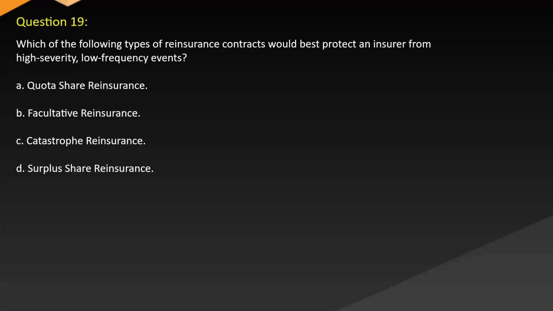Question 19. Which of the following types of reinsurance contracts would best protect an insurer from high-severity, low-frequency events? A. Quota share reinsurance. B. Facultative reinsurance. C. Catastrophe reinsurance. D. Surplus share reinsurance.